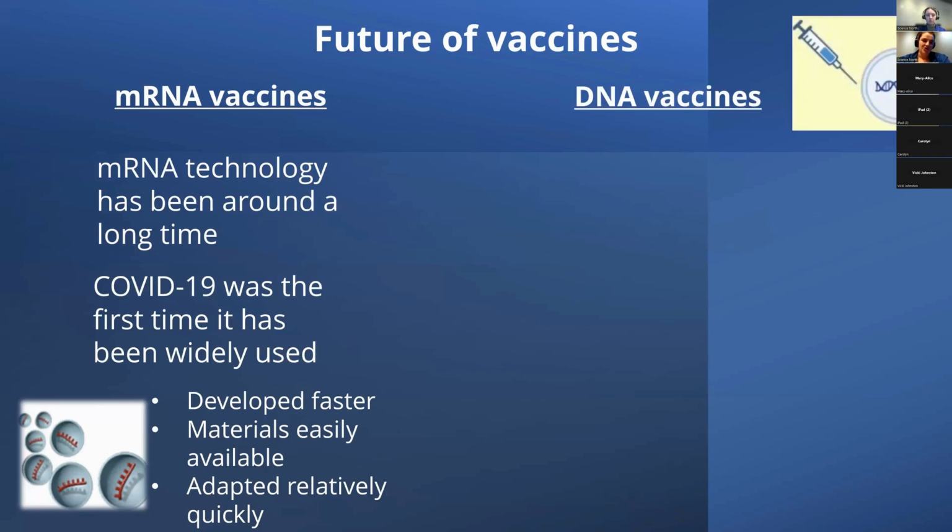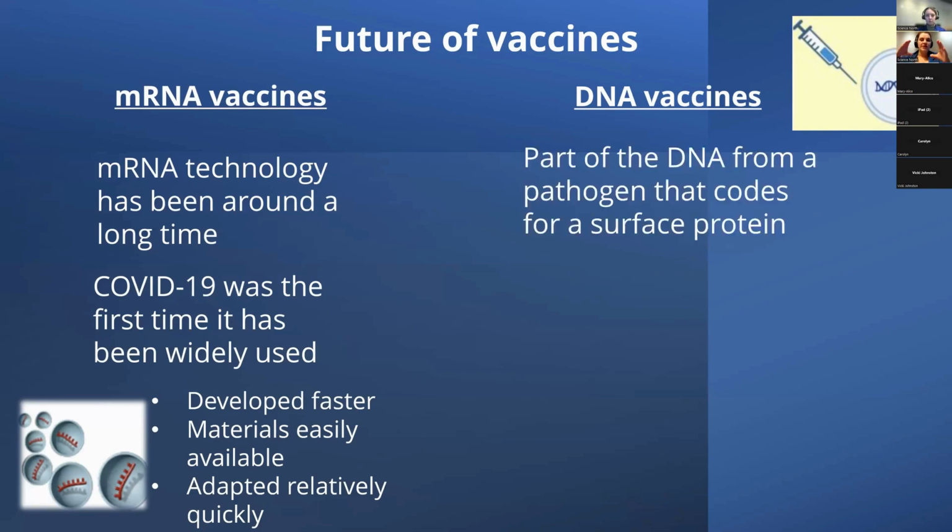Now we'll dive into DNA vaccines. DNA vaccines work very similarly to how mRNA vaccines work, in that it uses part of a pathogen's DNA that codes for the surface protein. So it doesn't use the whole virus, it just uses a part of that virus's DNA, because again, some viruses have RNA, some have DNA. We won't dive into too much of that, but essentially whatever genetic material is in that virus, they can use part of the DNA that codes for that protein to make a vaccine for that.